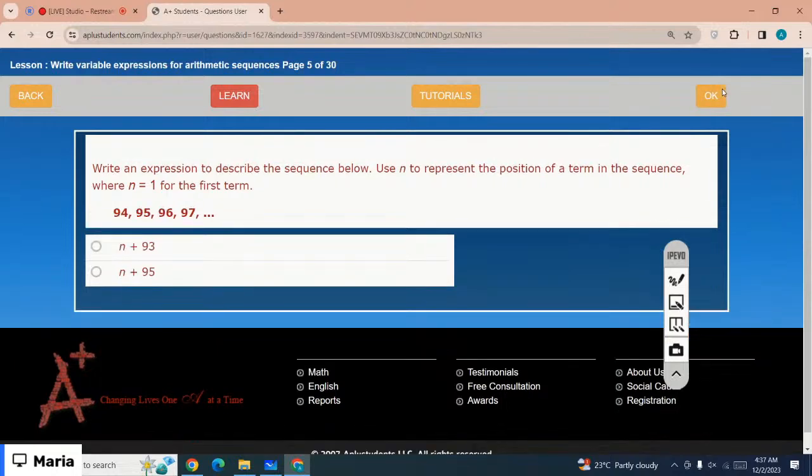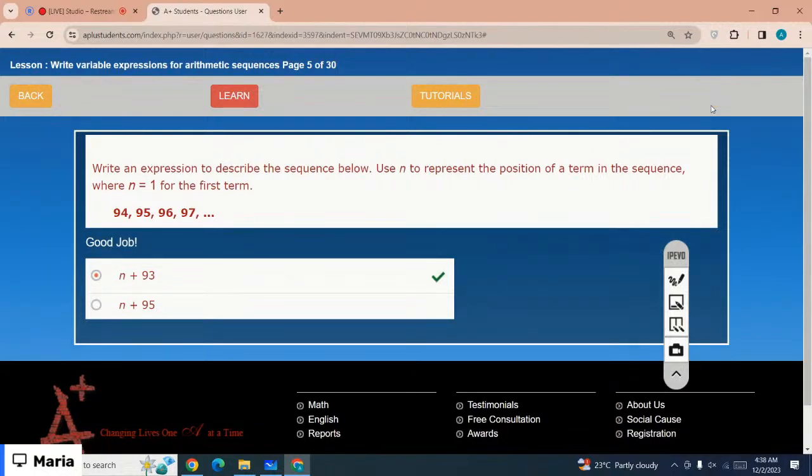Okay, write an expression to describe the sequence below. Use n to represent the position of a term in the sequence where n equals 1 for the first term. So, which is the correct option? The correct option is option number 1.